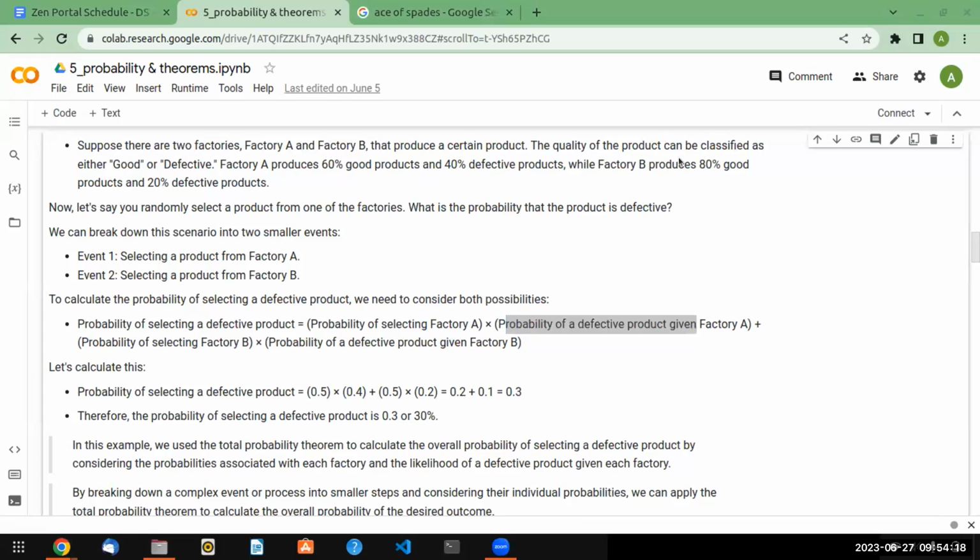Getting it now? Got something in the chat.